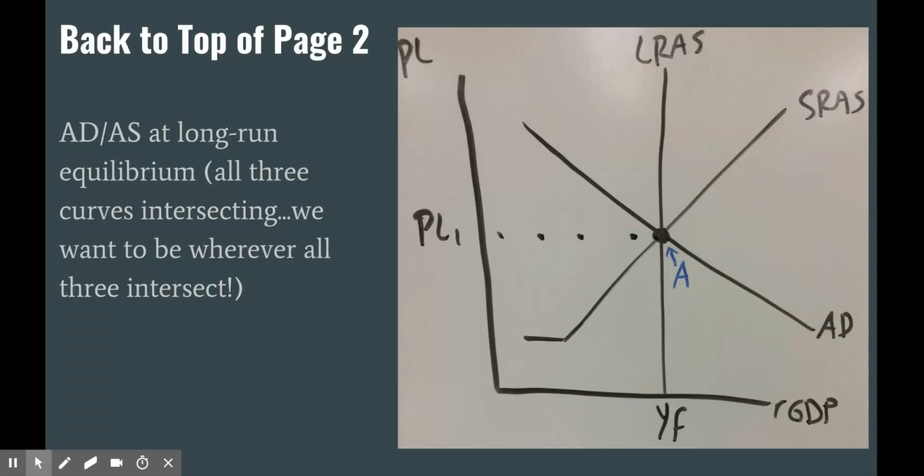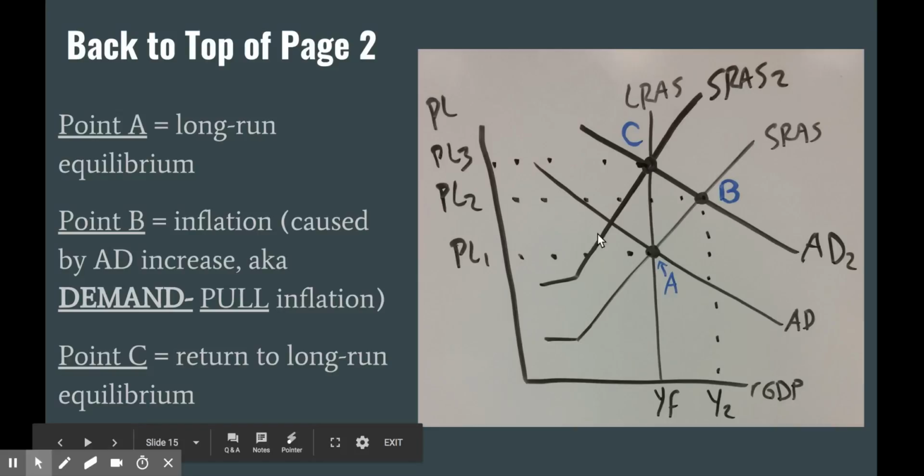So back to the top of page 2, seeing the difference. And we'll go back to the bottom of page 2 of your handout, seeing the difference between a movement along the short run Phillips curve and then an actual shift of the short run Phillips curve. Again, not going to touch on the shifting of long run Phillips. So this graph shows us ADAS, LRAS, SRAS, AD at long run equilibrium or full employment right here, point A, where all three intersect. There's our full employment output and our current price level. This right here, we'll keep referencing back to.